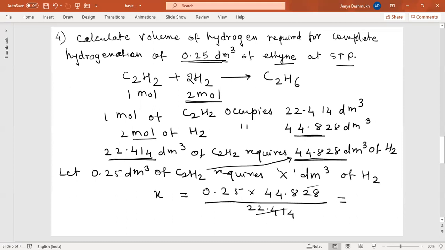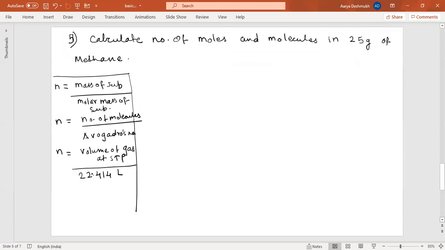This will be twice of this. So 0.25 into 2, that is equal to 0.5 dm cube. So this is the answer: the volume of hydrogen required for complete hydrogenation of 0.25 dm cube of ethyne is coming out to be 0.5 dm cube. Now the next we can proceed for this.